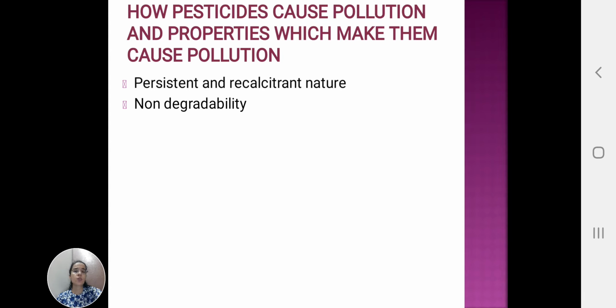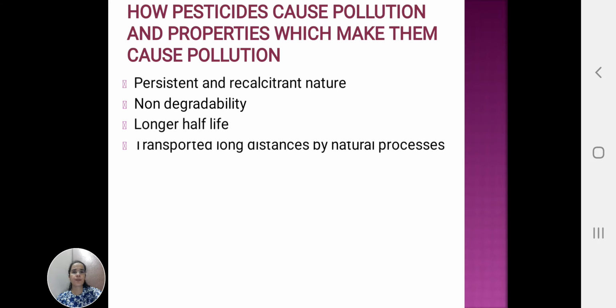The second point is their non-degradability, which makes them exist in the environment for a longer period of time and thus causing hazardous effects. Longer half-life: even though they degrade, they have a very long half-life, thus existing in the different spheres of the environment for many years.